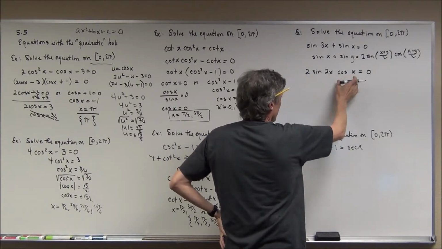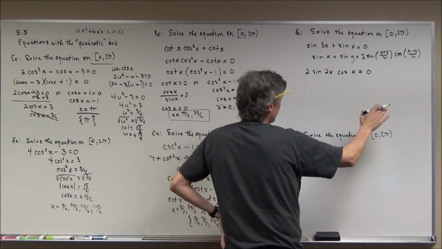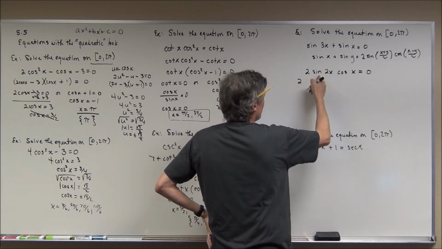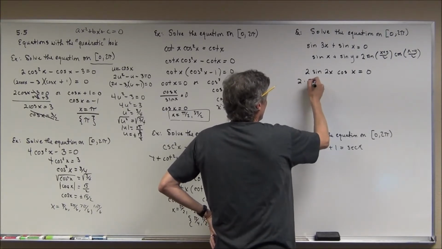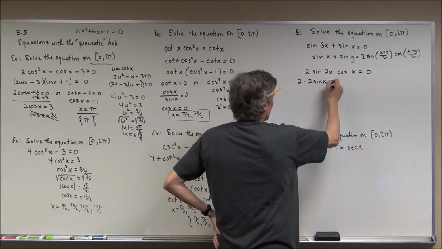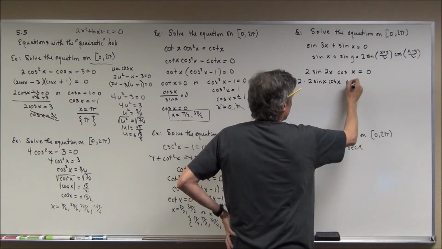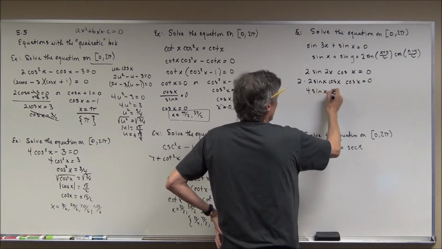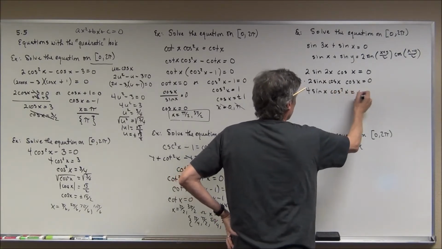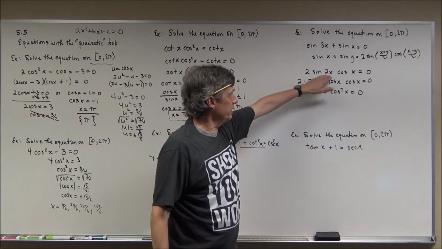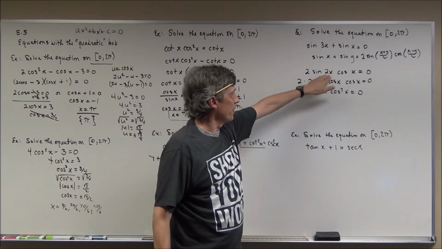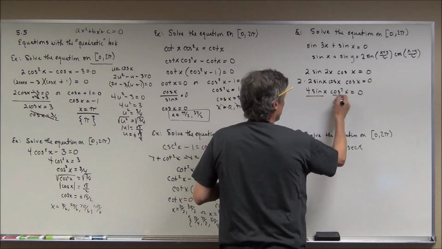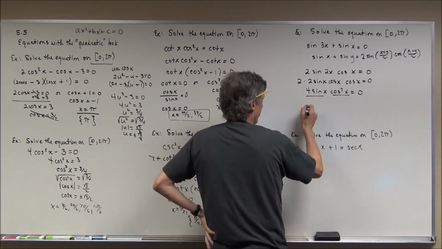I have these factors. I can set each one of these equal to 0, but you know what? I am going to replace the sine of 2x with 2 sine x cosine x using the double angle formula. So that gives me 4 sine x cosine squared x equals 0. I'm just avoiding that multiple of the variable there in that argument. So now this can be equal to 0, this can be equal to 0.